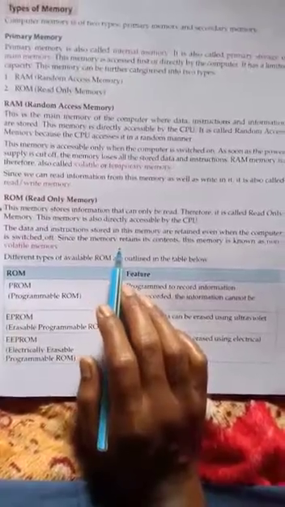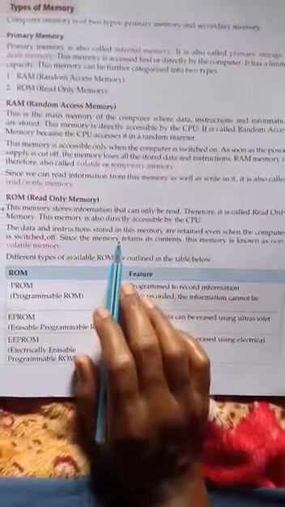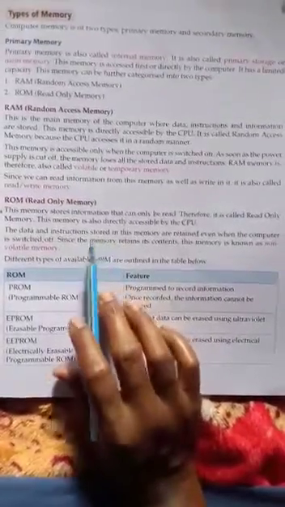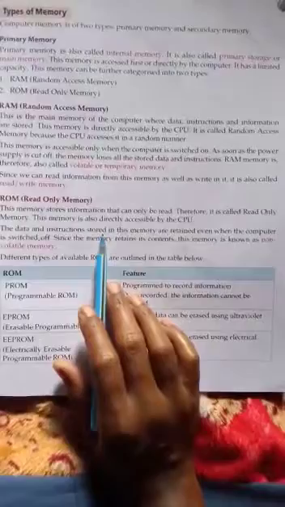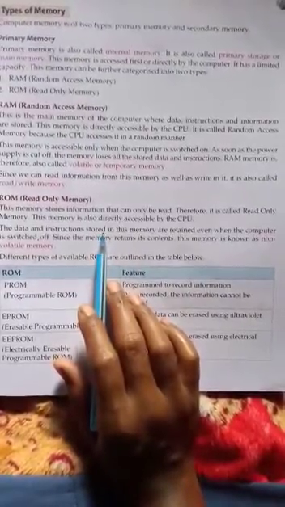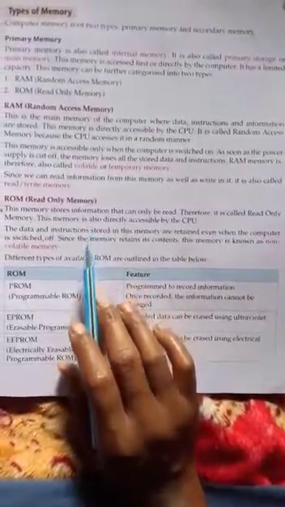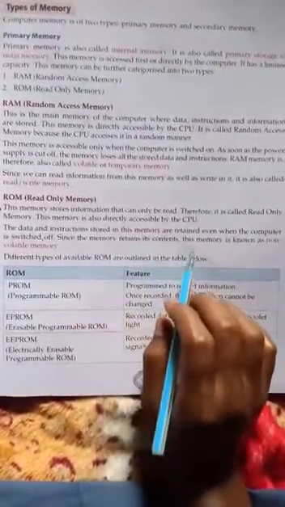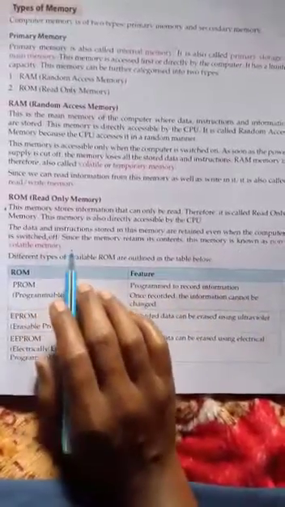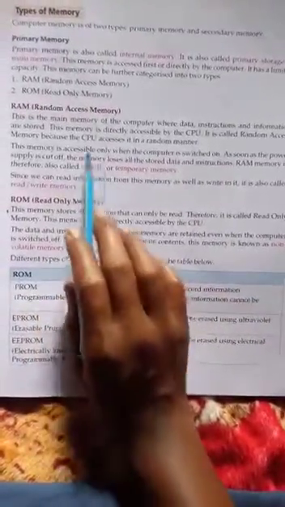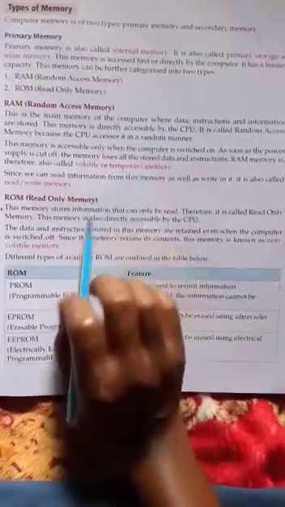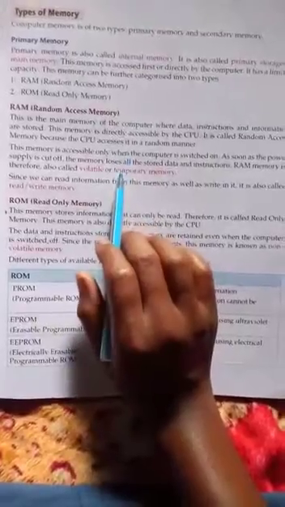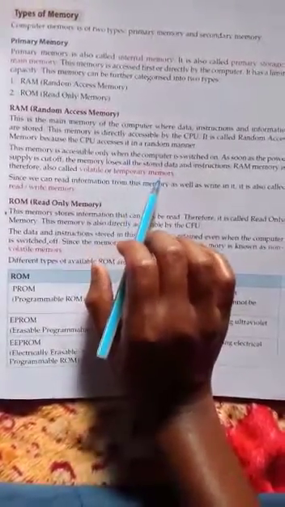Means when the computer is switched off, that time also our data or instruction or information is stored in this ROM memory. Since the memory retains its contents, this memory is known as non-volatile memory. So RAM is volatile or temporary memory. ROM is non-volatile memory. Why is the RAM called volatile or temporary memory?